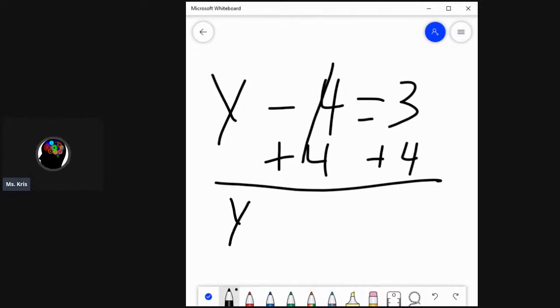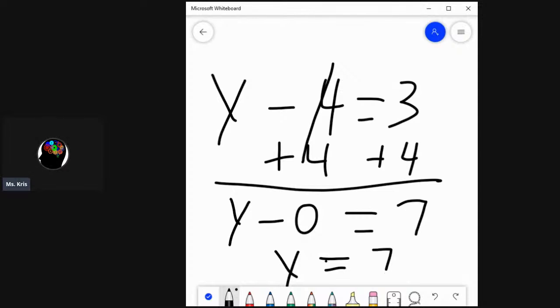I'll bring down my y, minus 0. And of course, 3 plus 4, that gives me 7. Once I cancel out or bring down my 0, whichever you prefer, y minus 0 still gives me y, and that equals 7.